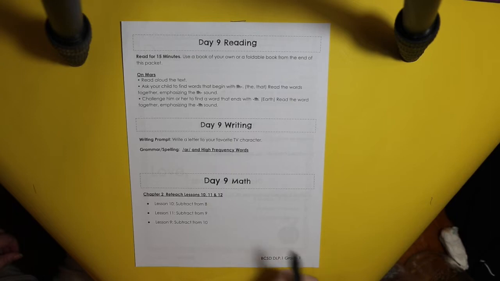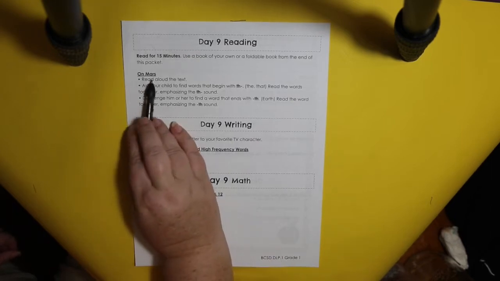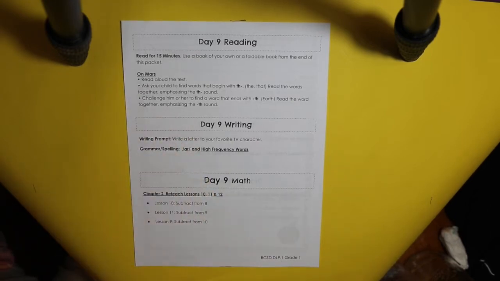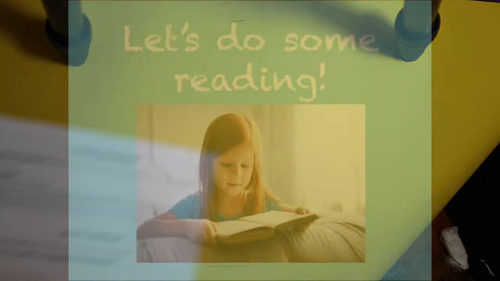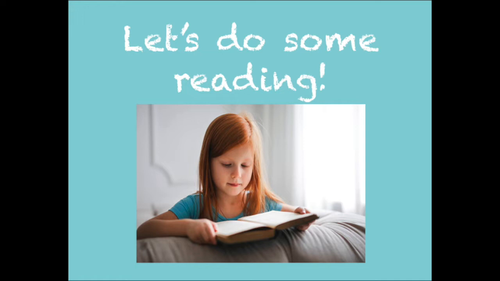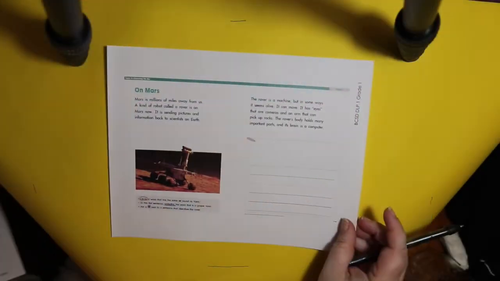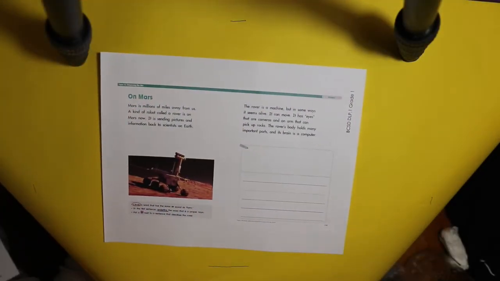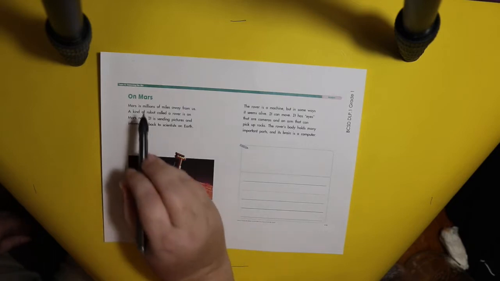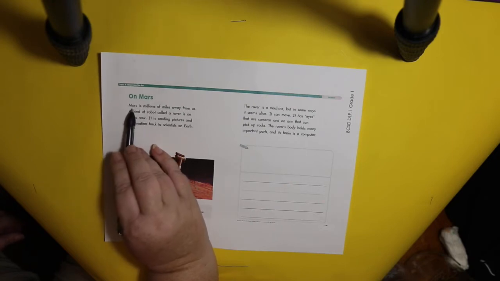That reading is really, really important, especially since your teachers aren't working with you in small groups. All right, so we're going to start with On Mars, and that is a passage we read yesterday, and we're going to work on it again today. So here's the story On Mars. We're going to read it together, and then we're going to look for some words with a certain spelling pattern. On Mars. Now read with me.